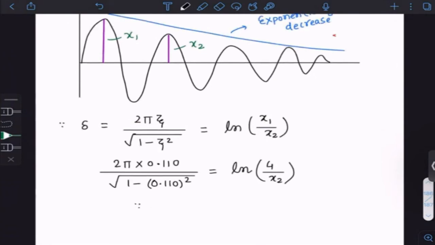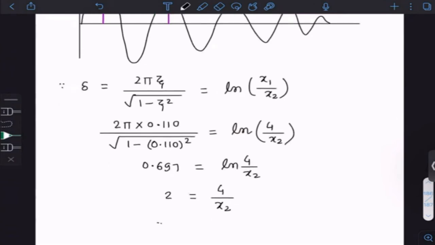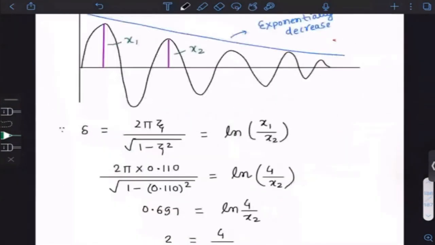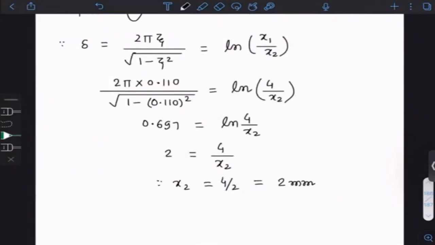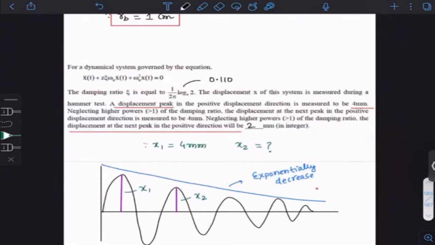Right. So once we solve, we are going to get the answer. This we are going to get 0.697. ln 4 by x2 is 0.697, so e to the power of that, this is 2, equals 4 by x2. Therefore, x2 is equal to 4 by 2, in whatever unit the data is, mm or centimeter. Therefore, the right answer is 2 mm. Quite simple problem it is, my dear. So note down the right answer is 2.